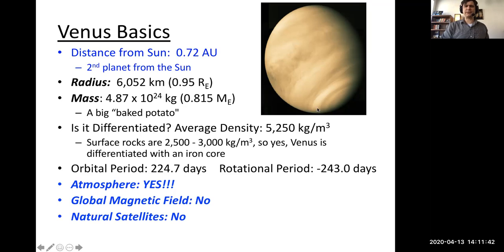Does Venus have an atmosphere? Oh yeah, that's a big old yes. It has the thickest atmosphere out of all the terrestrial planets. But it doesn't have a magnetic field. So even though it is a big enough baked potato, with such a slow rotation, once every 243 days, it's too slow to dynamo. So no global magnetic field. And Venus does not have any natural satellites. It doesn't have a moon or any moons.